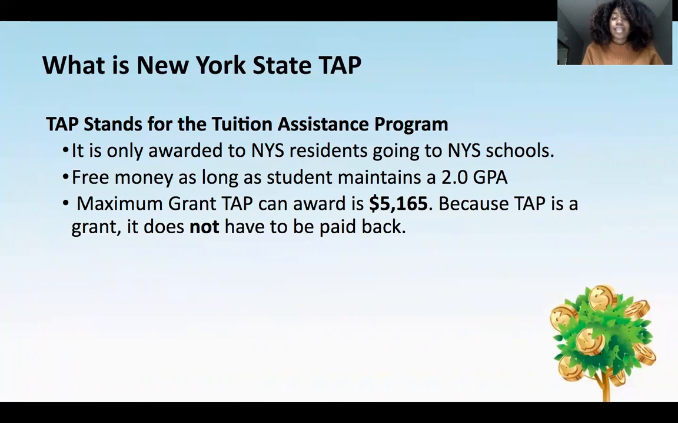Now, what is New York State TAP? TAP stands for the Tuition Assistance Program. It is only awarded to New York State residents going to New York State schools. It's free money as long as students maintain a 2.0 GPA. The maximum grant TAP can award is $5,165. Because TAP is a grant, it does not have to be paid back.